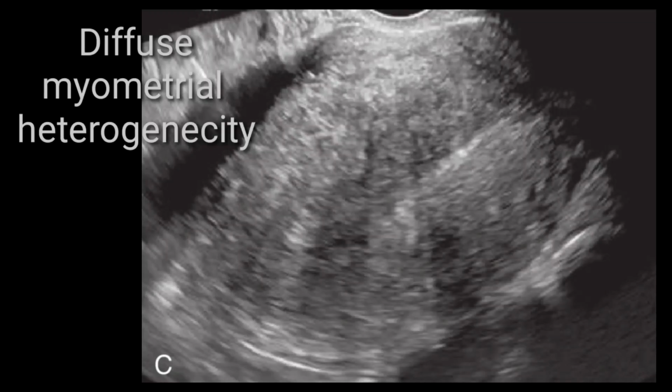On this third transvaginal scan, you can see another picture, another form of adenomyosis. In this case, if the myometrium becomes heterogeneous, as you can see on this image, it is a diffusely heterogeneous myometrium. So diffuse heterogeneity of the myometrium suggests adenomyosis. So this is another example.